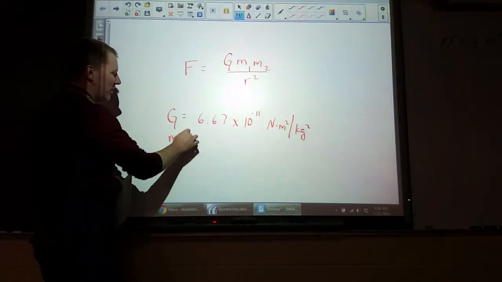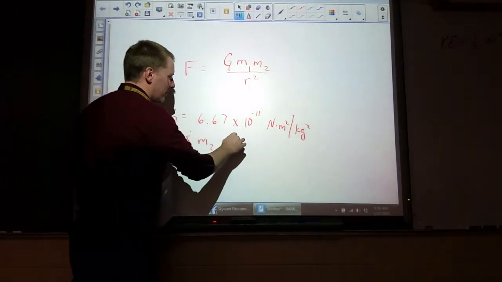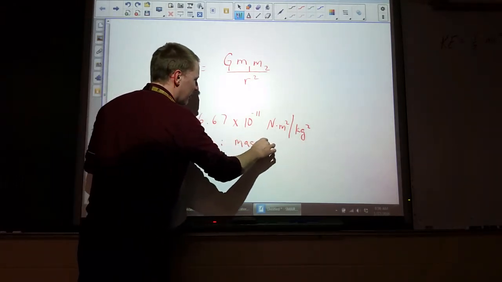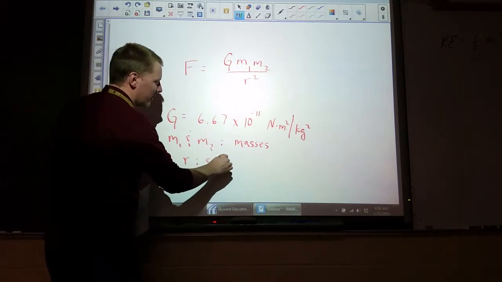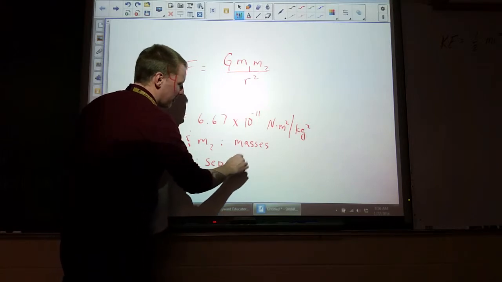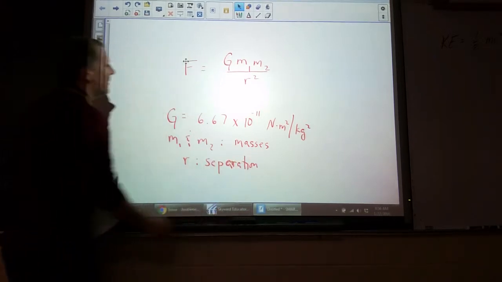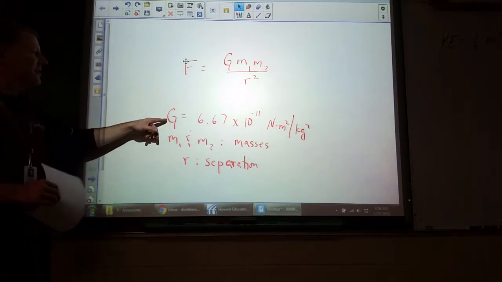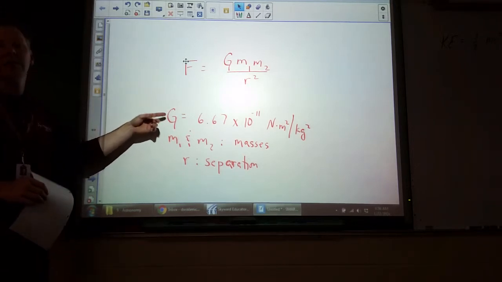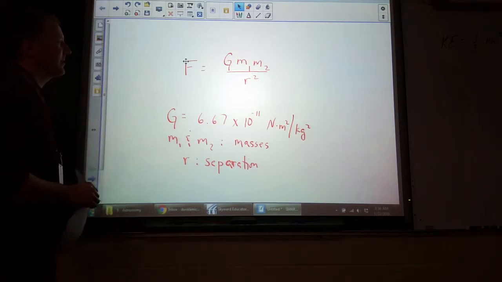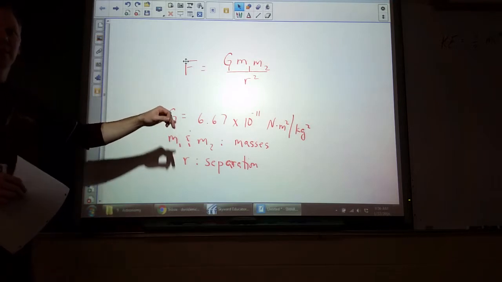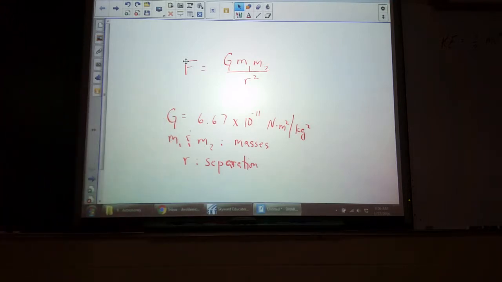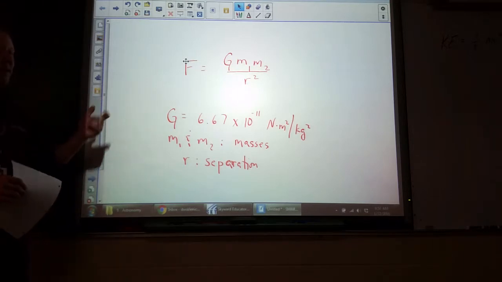M1 and M2 are the masses involved. And R is the separation between them. This is a constant proposed by Newton and discovered at a later time, as your text says. I believe it even gives a name. But it's an empirical thing. It's something we've measured. And to my knowledge, we don't have a way to derive it just using math. We have to measure it. But it is a universal constant.